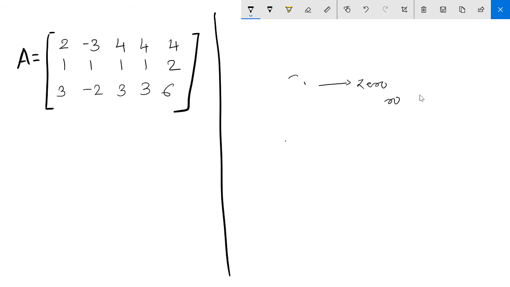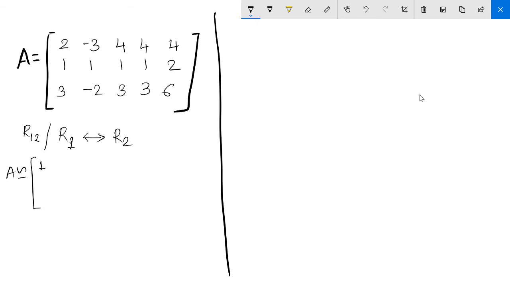So this is the idea, and we will do this by using row and column transformations. Now this is a matrix of size 3 by 5. First thing is, I need the first entry to be 1. So I am going to replace the first row with the second row, that is, R1 replaced with R2. After this, my matrix is: R2 will be the first row now, 1 1 1 1 2, then 2 -3 4 4 4, then 3 -2 3 3 6.